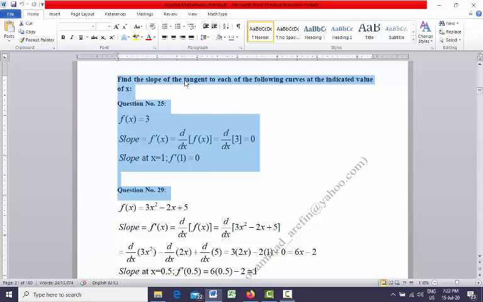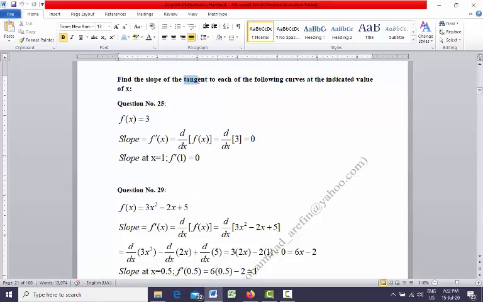So the word tangent means when one curve touches another curve, the curve that touches another curve is called the tangent, and the point where the tangent touches the curve is called the point of tangency. That means here the question is asking find the slope of the tangent to each of the following curves.